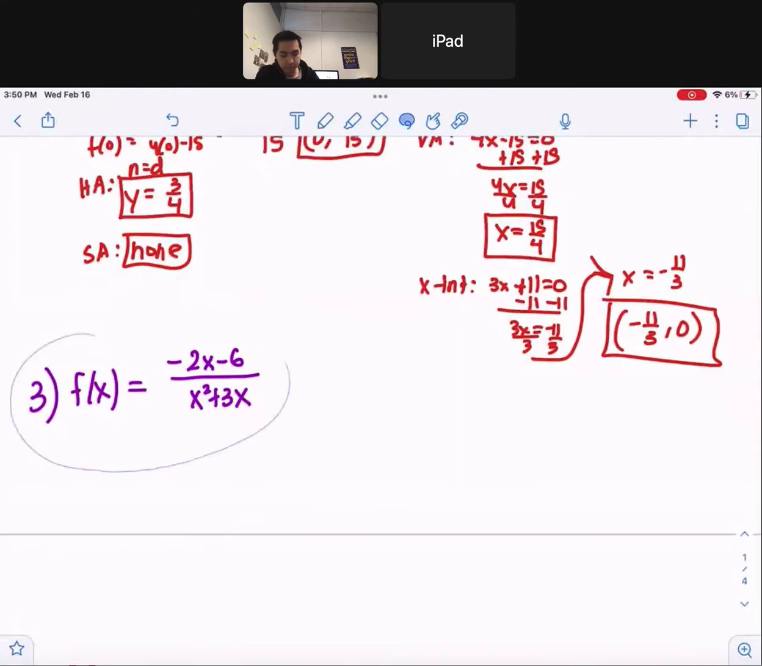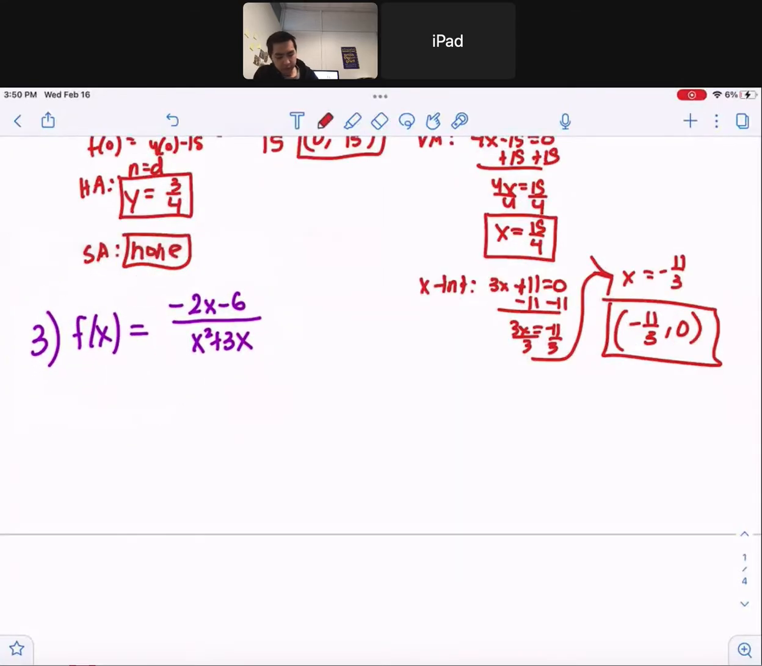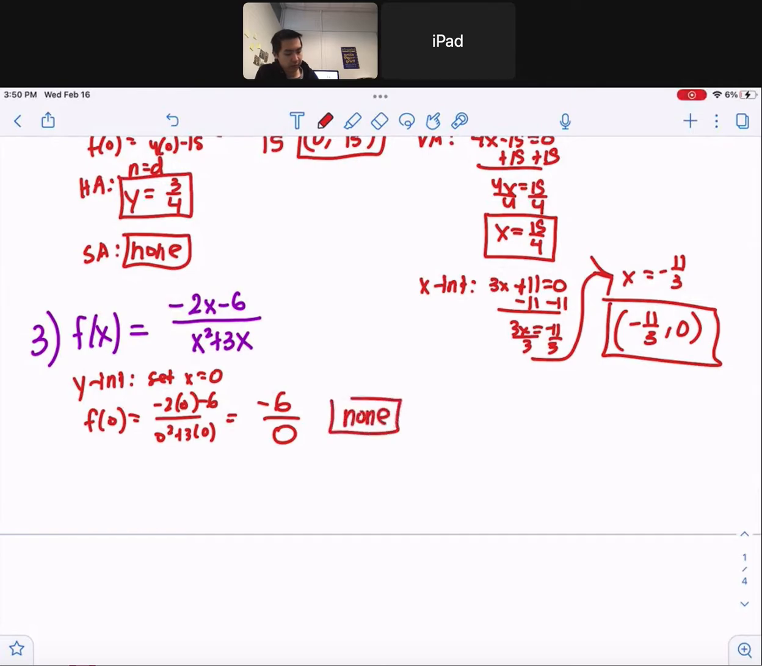Number 3. So y-intercept, again, set x equals to 0. So we're going to get -2 times 0 minus 6, over 0 squared plus 3 times 0. And when you do that, the only thing that will remain is -6 up top over 0. You cannot divide by 0. So as a result, this is undefined. So the y-intercept is going to be none.